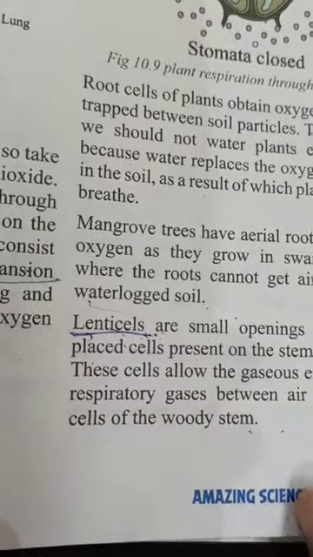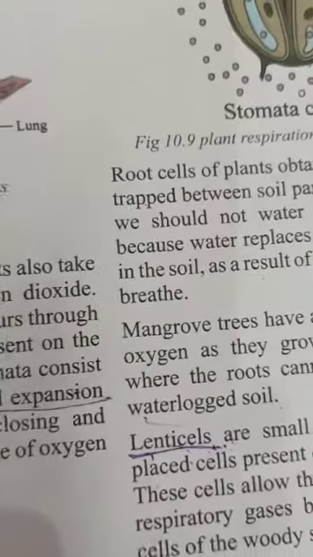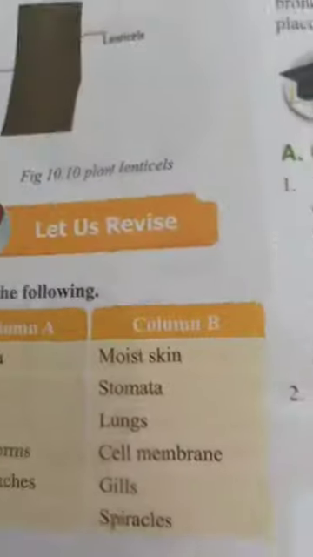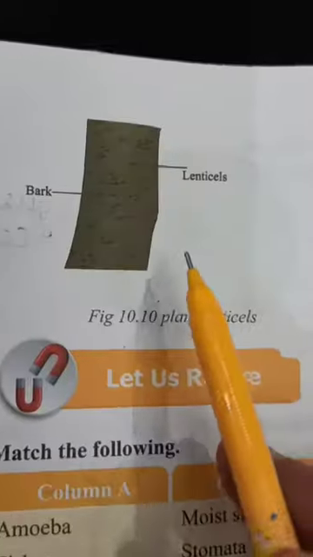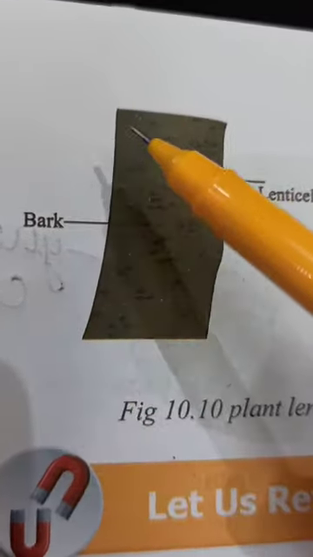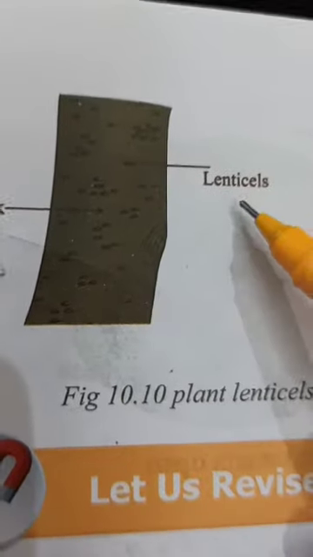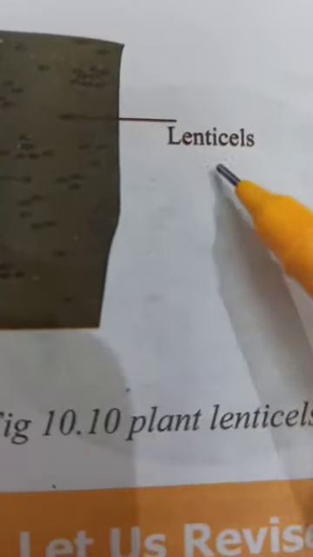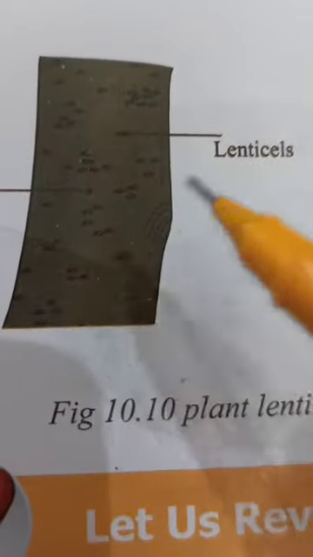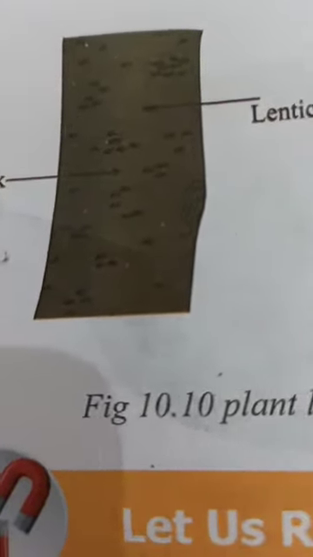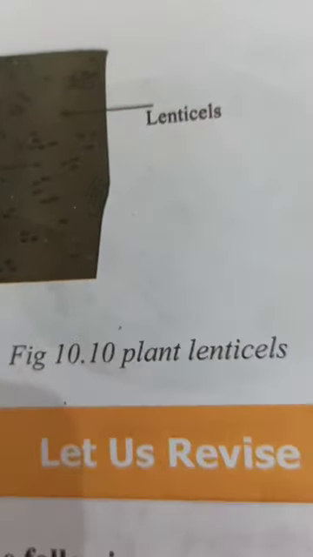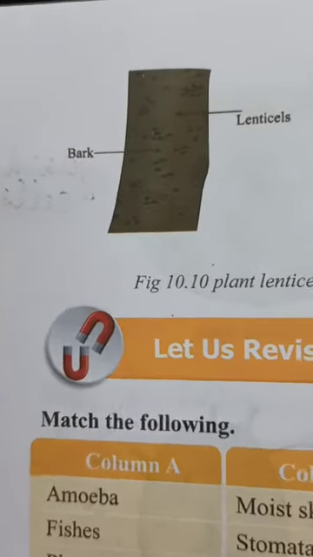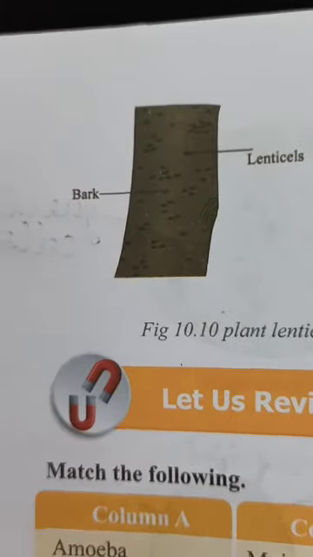Okay children, so this is about the various types of respiration present in plants. Here you can see in the diagram, this is the bark of a tree trunk they have shown. These small openings they have shown are called lenticels. Through these, air can enter inside the stem part. So children, with this, chapter number 10 is completed.